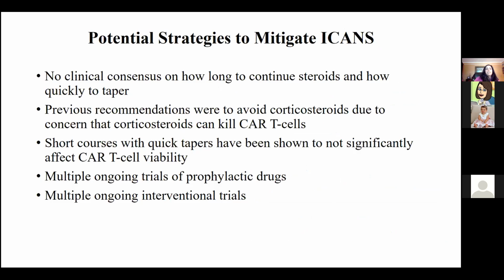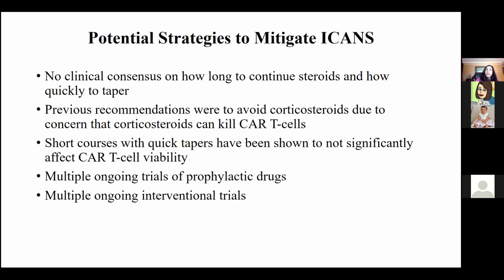So what are some of the potential strategies to mitigate ICANS? There is no clinical consensus on how long we should continue steroids and how quickly to taper in these patients. There was one study that was done by Kite, I think it was called ZUMA-5 or something like that, where they did intervene earlier with steroids. They treated any patient that developed grade 1 cytokine release syndrome or grade 1 neurologic toxicity with steroids. And so they did lower doses of dexamethasone, and they had a shorter course of dexamethasone.